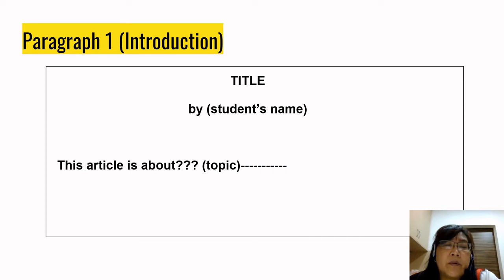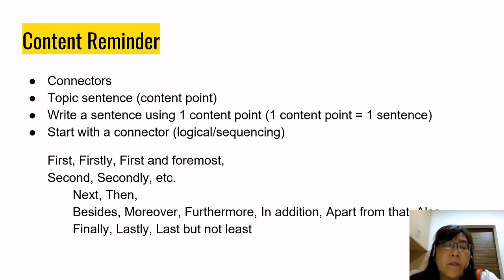Okay, let's look at paragraph 1, introduction. First of all, you have to write the title, and then by student's name, and then the introduction will be the first paragraph. The article is about, then you can write the topic. And for the content reminder, make sure that you use connectors, and then the topic sentence. You can use the content points given and then write the topic sentence.